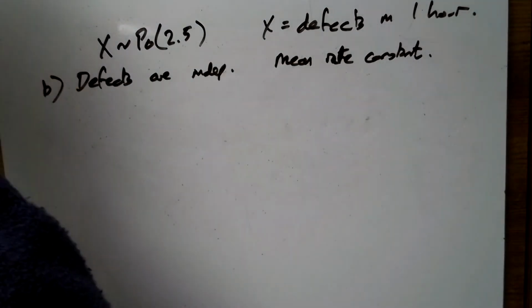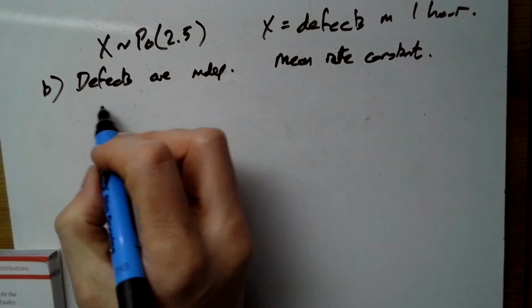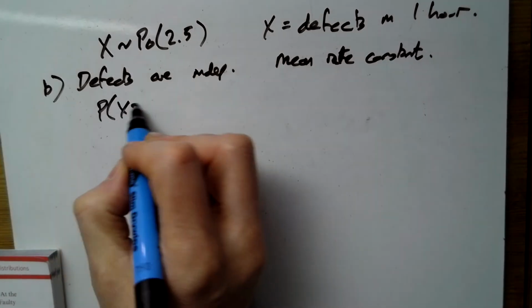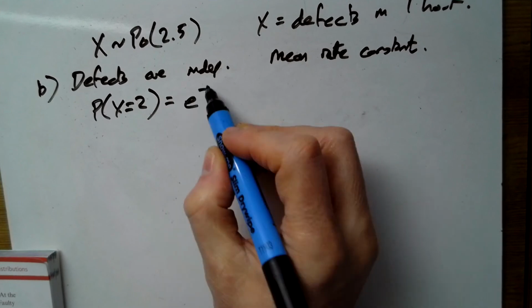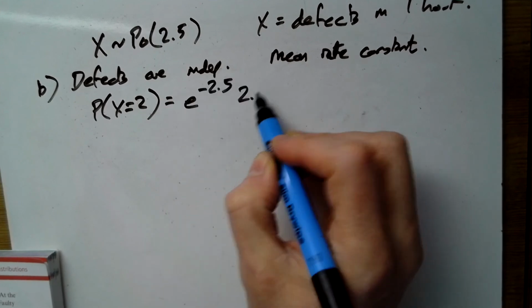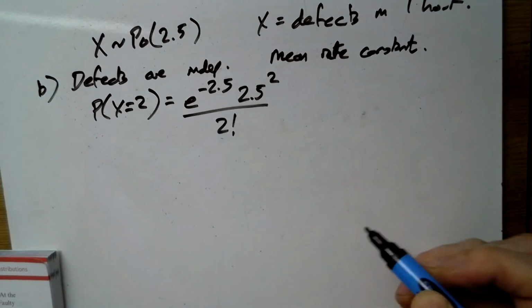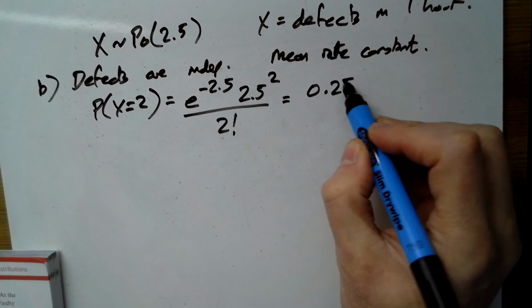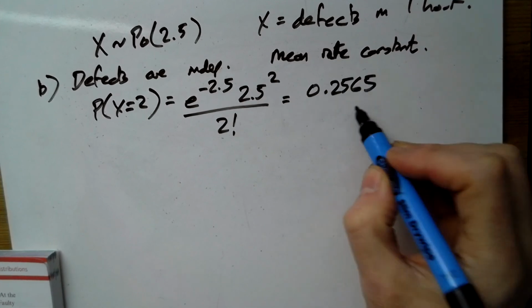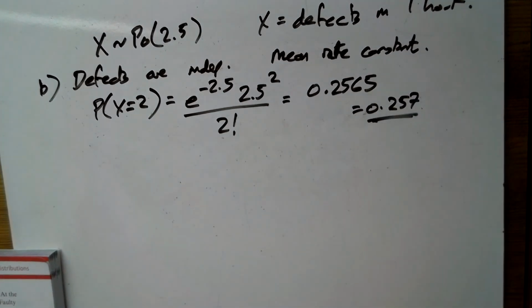So question part C. Part C then, 2 faults in 1 hour. So that's the probability that X is equal to 2. Should we use the formula for that one? It's e to the minus lambda, lambda to the x over x factorial. Let's just tap that into the calculator, and that gives us 0.2565. So I'll round that to 0.257 to 3 figures.